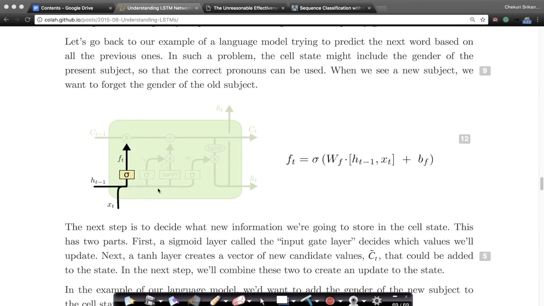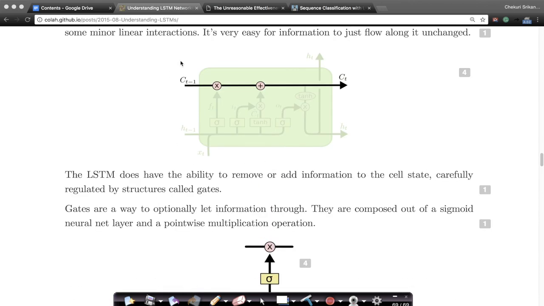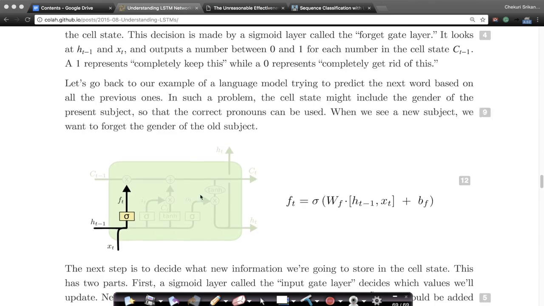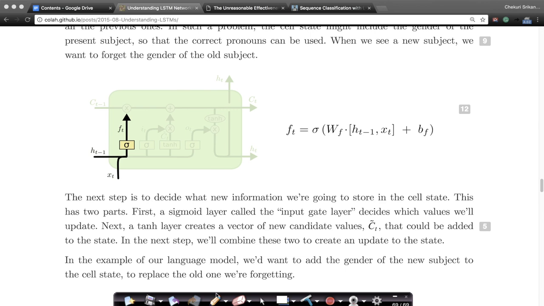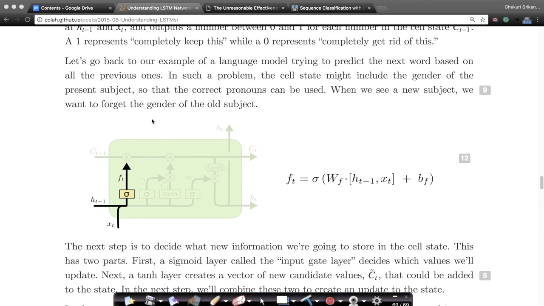Okay, so let's walk through. We have seen the top part. Now let's go and understand this part. It takes two inputs, h_{t-1} and x_t. It concatenates both of them, and there is a simple sigmoid layer.